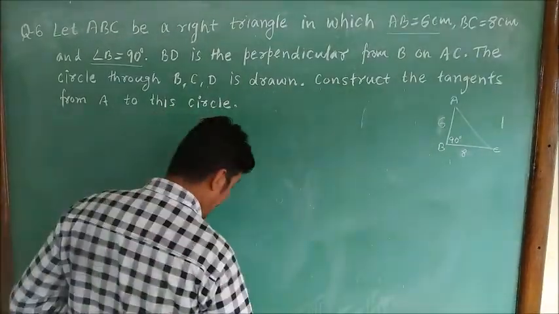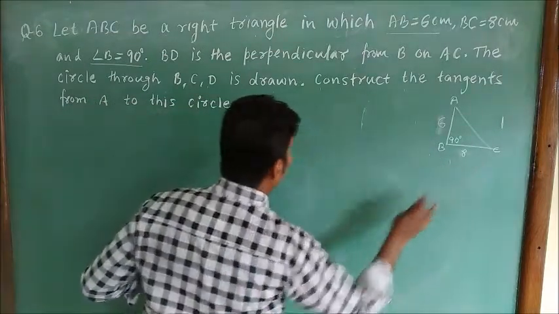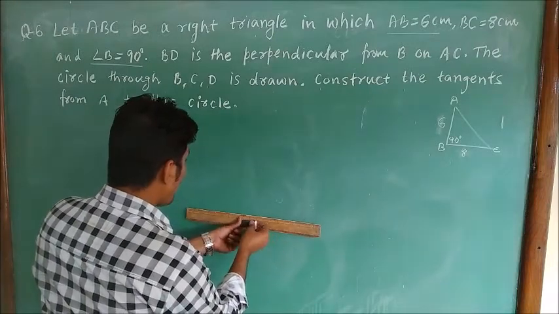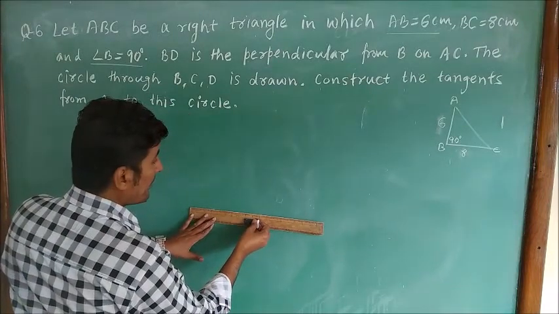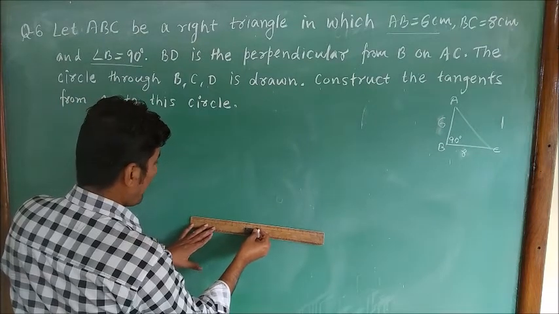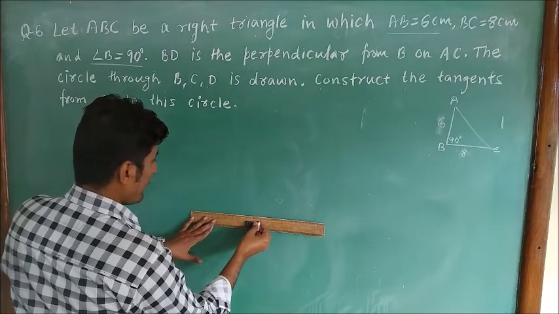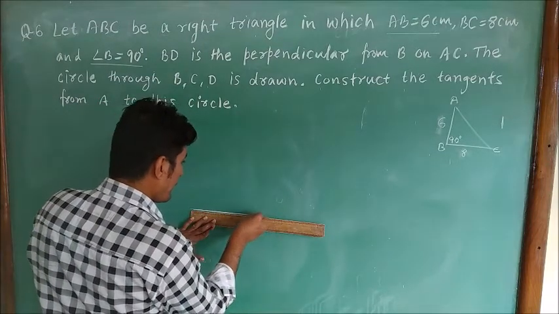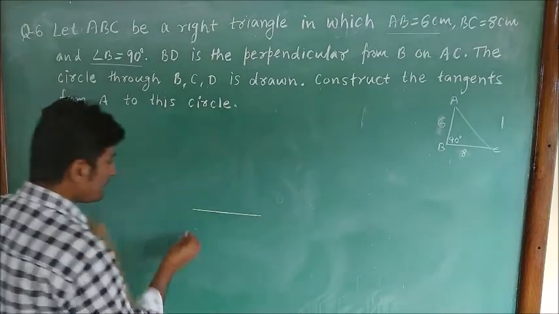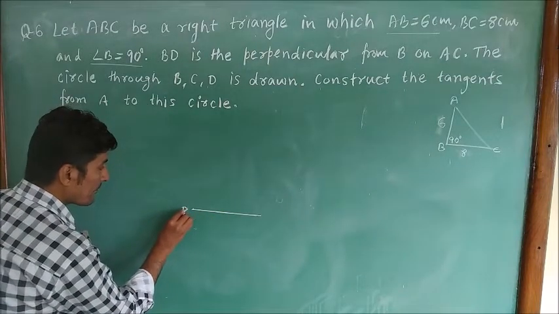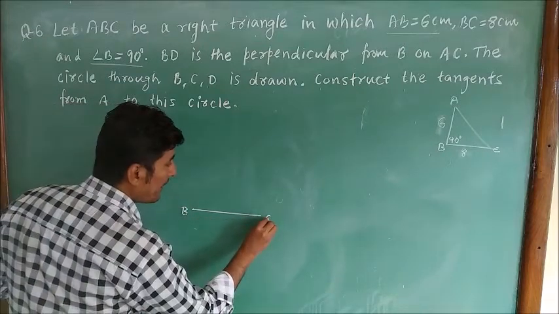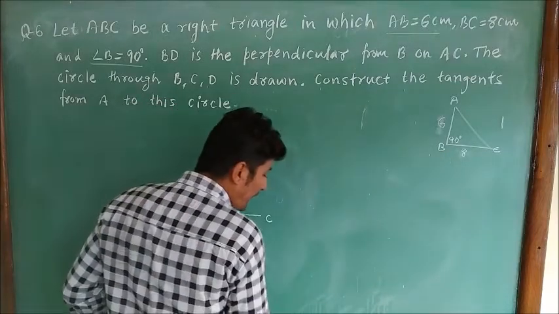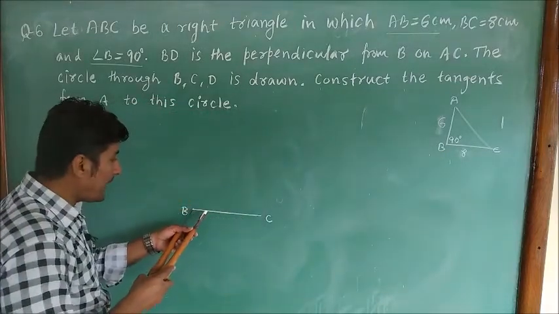So with the help of the scale, first of all, we will draw the base BC of 8 cm. So here I am going to draw the base BC of 8 cm. So this is equal to 8 cm. This point I have taken as B, while this point I have taken as C. Now at point B, we are having the angle of 90 degrees. So here we are going to construct the angle of 90 degrees.